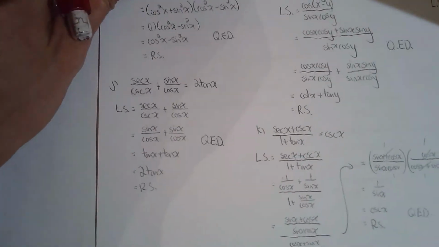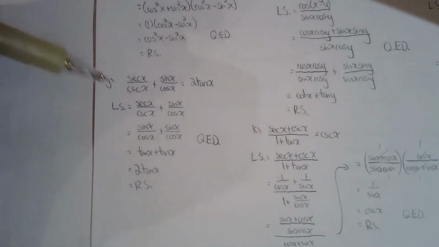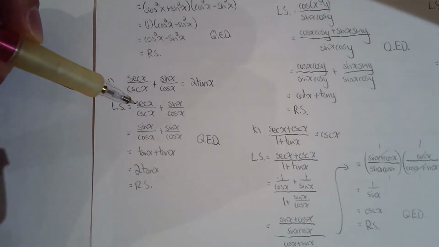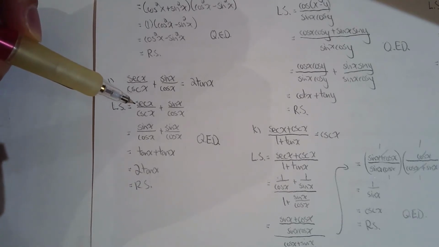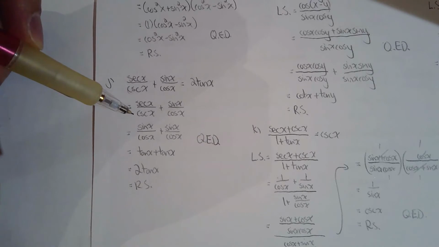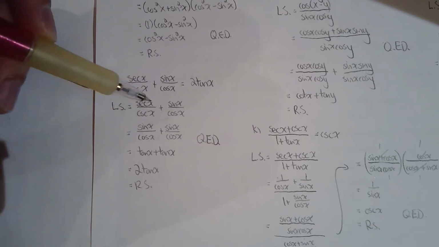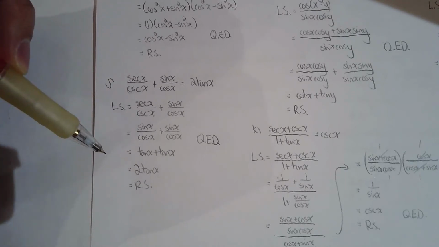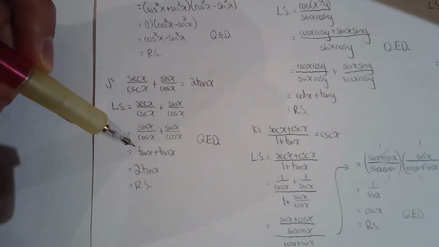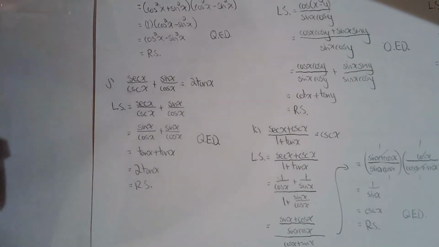Okay, let's take a look at J here. J, so secant x over cosecant x, because secant x is the reciprocal of cosine, and cosecant x is the reciprocal of sine, so I know it looks strange, but secant x over cosecant x is quite simply sine x over cos x. And that's of course tan x, so I have tan x plus tan x, which is 2 tan x.